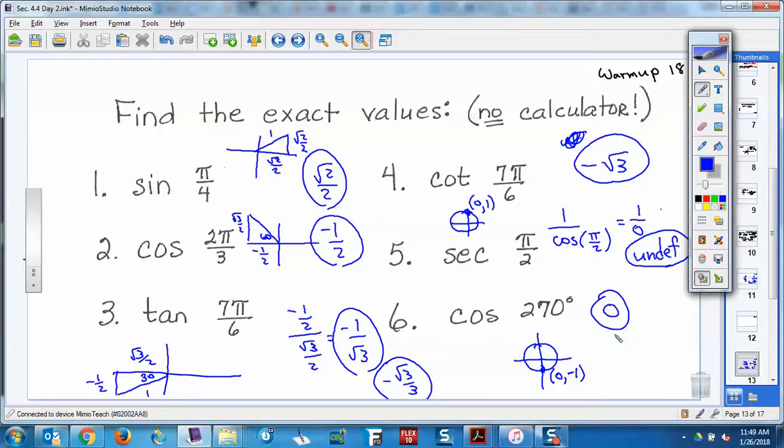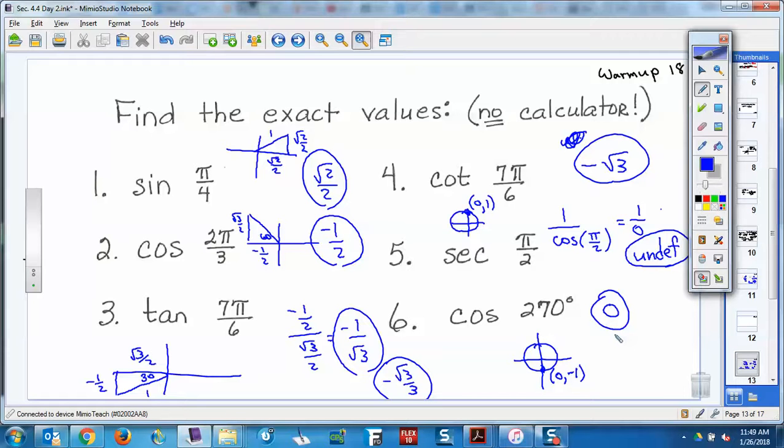Okay, secant's 1 over cosine. Pi halves, cosine of pi halves, here's pi halves. Cosine is the x. That is 0. 1 divided by 0 is undefined. Cosine of 270, cosine is the x. The x is 0. Okay, so we're doing triangles or we're doing the unit circle for those other ones.